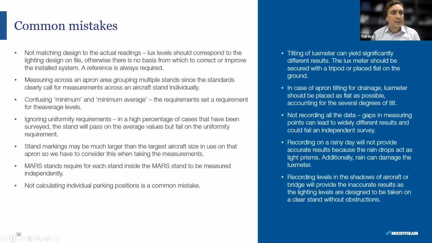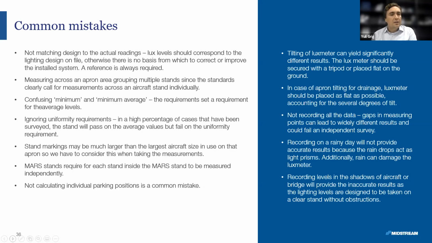So some of them are this: not matching design to the actual readings. Lux levels should always correspond to the lighting design on file, because if we haven't got that, there's no basis from which we can correct or improve the installed system. So we need a reference point. If they're not matching, that's a fundamental disconnect between the lighting project, whoever that's been supplied by, the contractor or a supplier or a third-party provider, or the airport itself. They need to match. So we're always checking, is the lux level data we're getting on the ground matching what we're expecting from lighting design?